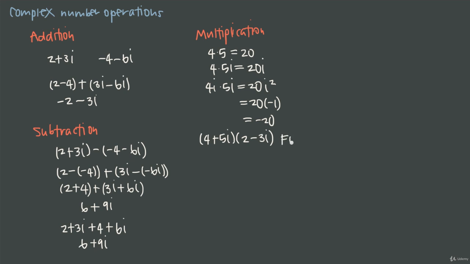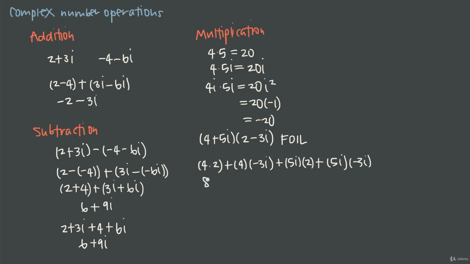We're going to use FOIL, first, outer, inner, last, to multiply these out. So we just need to multiply the first values together, 4 times 2. Then the outer values, 4 and negative 3i, and we're always adding in between, 4 times negative 3i. Then the inner values 5i and 2, so plus 5i times 2, and then the last values, 5i and negative 3i, so 5i times negative 3i. And then we just simplify everything out.